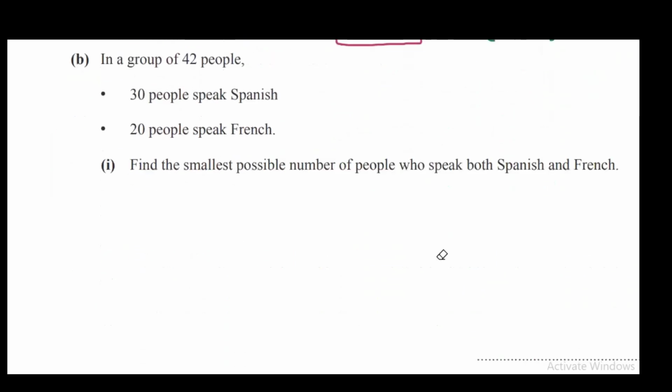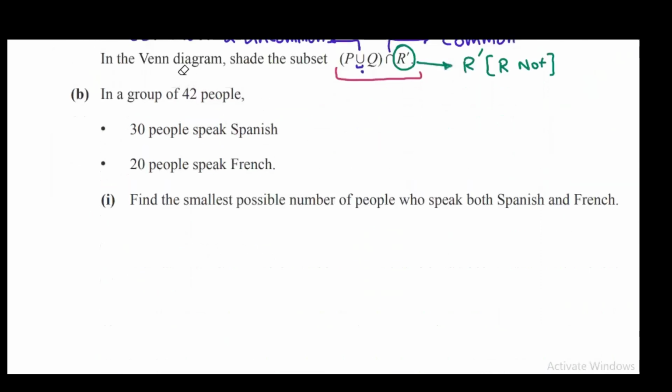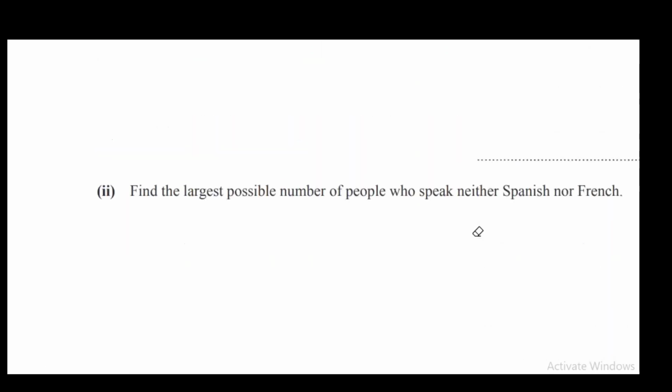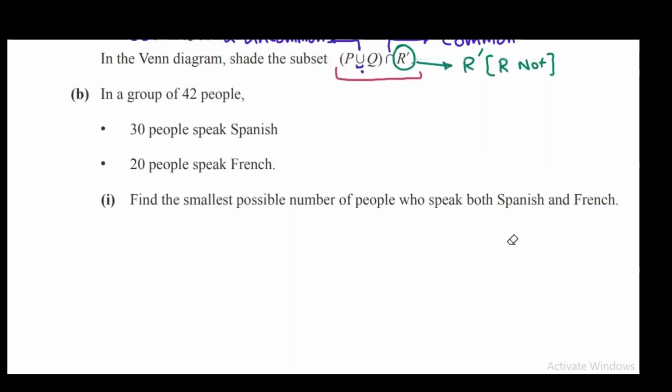Now, move on to part B. In a group of 42 people, 30 people speak Spanish, 20 people speak French. Find the smallest possible number of people who speak both Spanish and French. And in part 2, find the largest possible number of people who speak neither Spanish nor French. These are 1 mark questions. So the technique, when there is a question of smallest and largest.